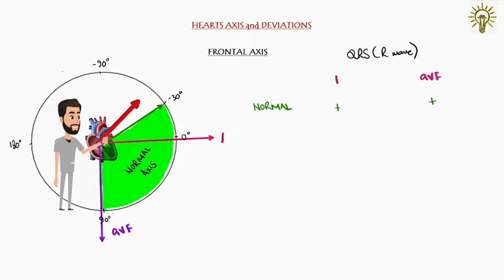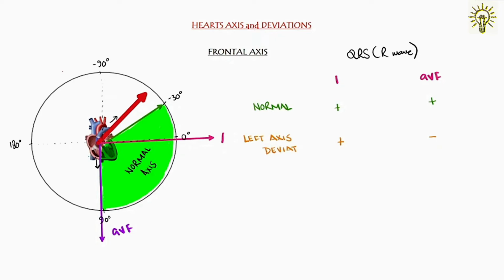But if the red arrow moves leftwards and upwards beyond -30 degrees, it would still be in the range of lead 1, thus lead 1 would have a positive deflection. But for AVF, the red arrow is in the opposite direction, moving away, so there is a negative deflection on AVF. This is diagnosed as left axis deviation, highlighted in orange, between -30 and -90 degrees.